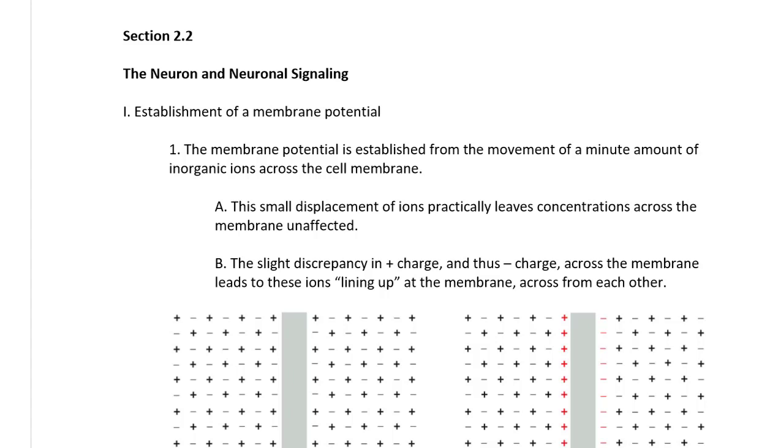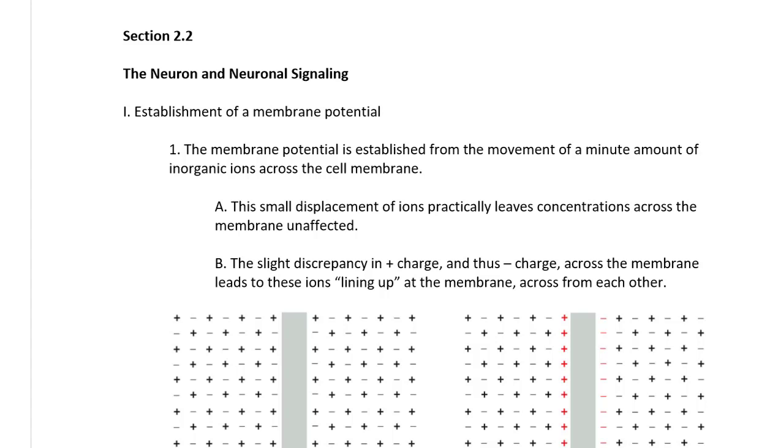Section 2.2, the neuron and neuronal signaling. Establishment of a membrane potential. So far, we've only talked about the existence of this membrane potential, the resting membrane potential being a negative number, anywhere between minus 100 to minus 50 millivolts, depending on the cell type. But we have not talked about how the membrane potential is actually established.